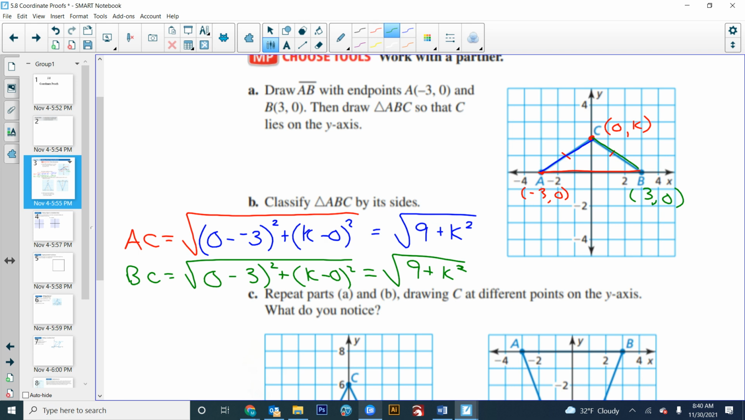Now here's what's really cool. If I wanted to make this, it's already isosceles. If I want to make it equilateral, how would you find that? How would you find the value of K that makes it equilateral?